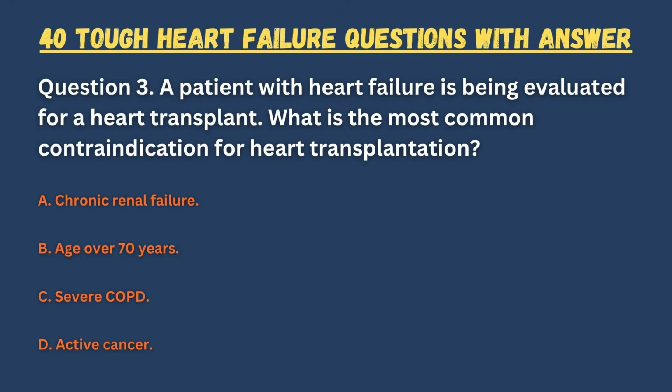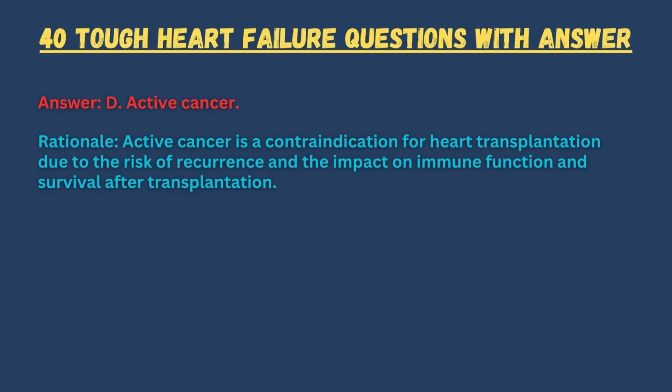Question 3. A patient with heart failure is being evaluated for a heart transplant. What is the most common contraindication for heart transplantation? A. Chronic renal failure. B. Age over 70 years. C. Severe COPD. D. Active cancer. Answer: D. Active cancer. Rationale: active cancer is a contraindication for heart transplantation due to the risk of recurrence and the impact on immune function and survival after transplantation.